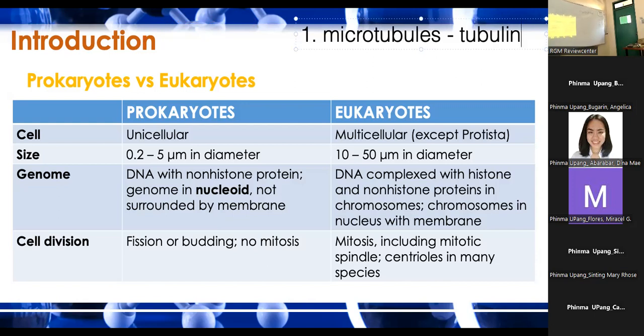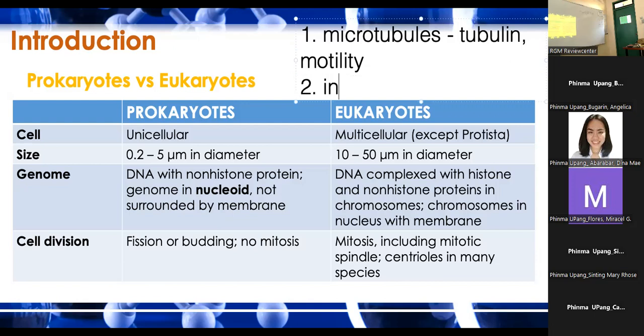The tubulin can also be used for motility, movement. In what way? The flagella of eukaryotic cells are made up of tubulin fibers. So, for example, yung mga sperm cells, o kaya yung iba pang sex cells of other eukaryotic organisms, meron silang flagella. So yung flagella nila ay gawa sa tubulin fibers. Kaya sinasabing for motility yung microtubules.